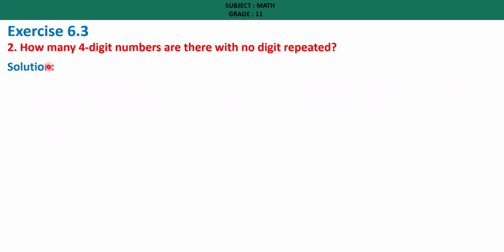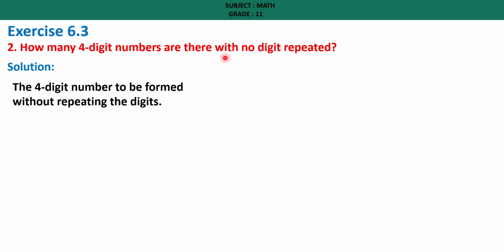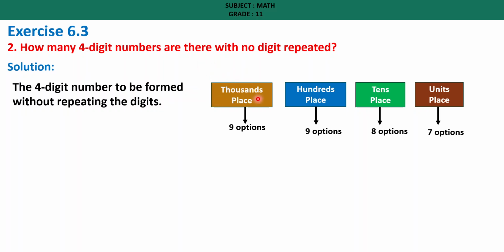Let us solve question 2. How many 4-digit numbers are there with no digit repeated? Solution. The 4-digit number is to be formed without repeating the digits. So here, in the thousands place, we can have 9 options because we need to exclude 0 here. In the hundreds place, we can include 0, but we have to exclude the digit used in the thousands place. So in the hundreds place we will have 9 options, including 0.